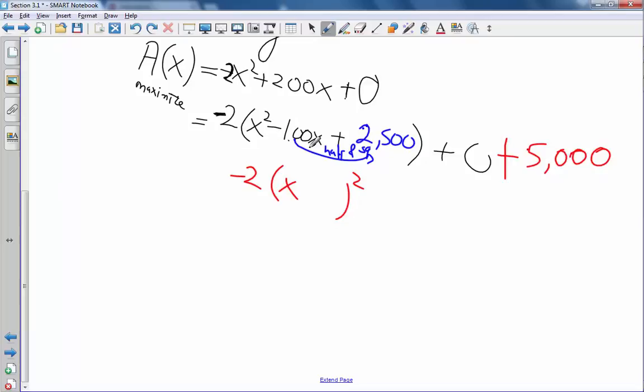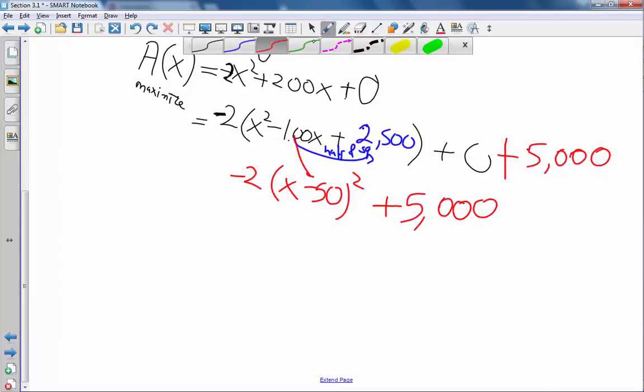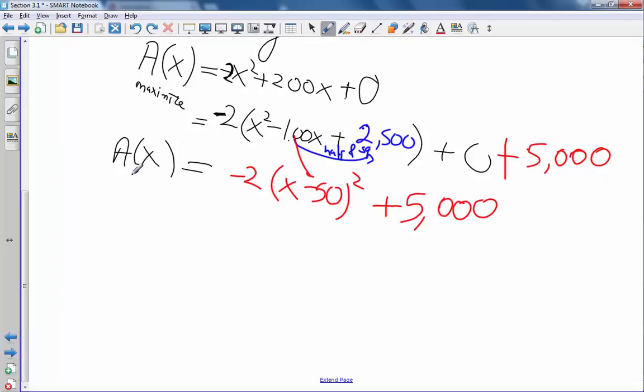When I turn this quadratic term into a binomial square, what is the number coming up here? It's this number half. It's 50. And we have now 5,000 on the end, 0 plus 5,000. And this is it. You have your area function for any x dimension you choose. This is the area you're gonna get. Now, let's get the vertex.